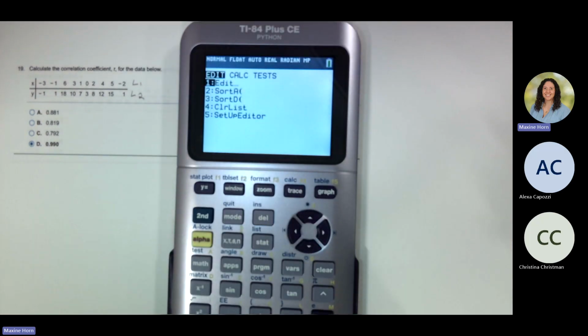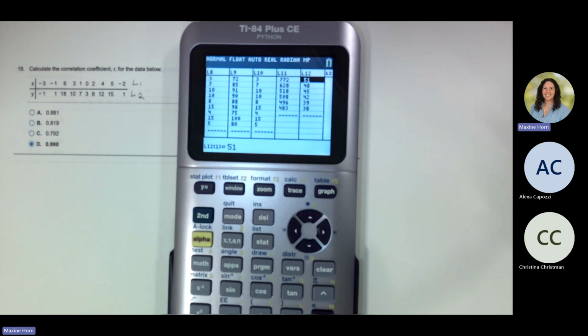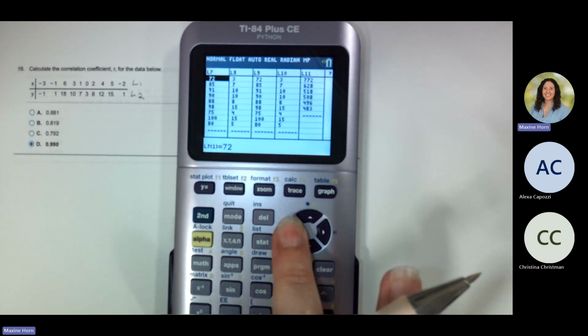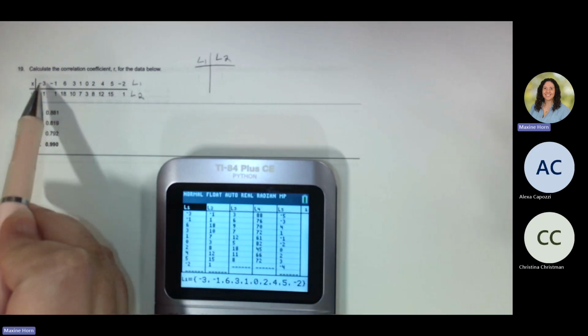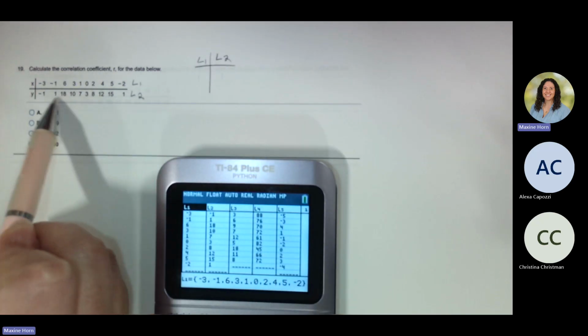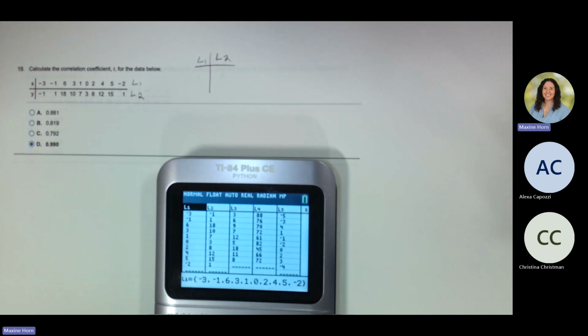So quick recap, if you guys remember, was it the first chapter? Second chapter? You did stat, and then you did edit, and you had all your lists, right? So you're going to go over to L1 and L2, and you're going to plug these in. Type each of these in for L1, type each of these in for L2. I've already done that so that I don't have to waste time doing that. Okay, so then what are we going to do?